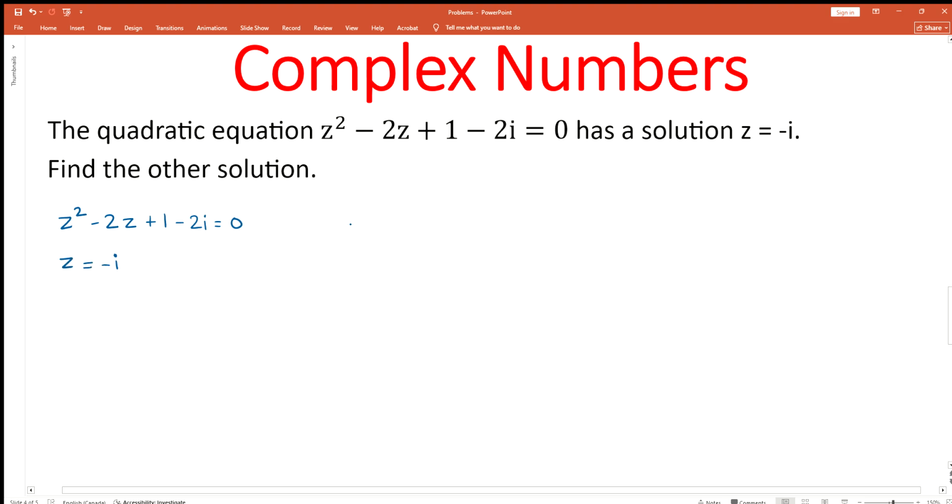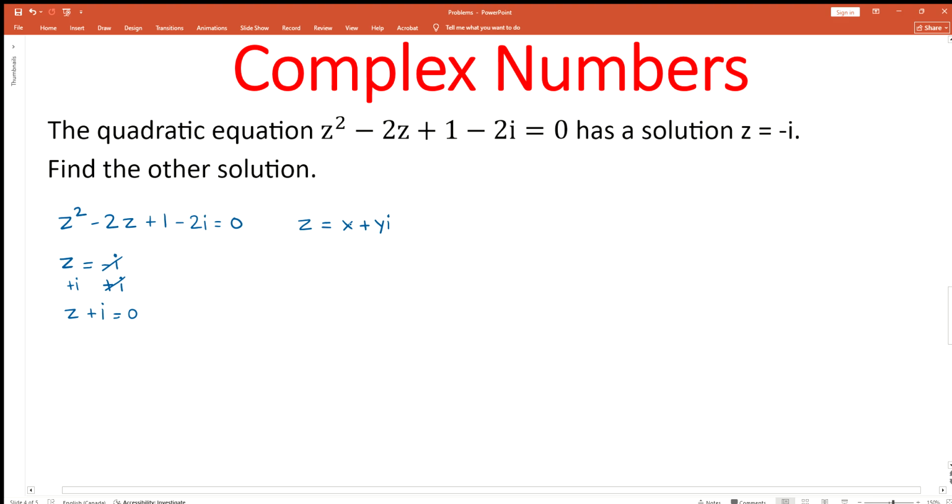We can find a binomial factor for the given equation by moving negative i to the left side of the equation. We should add i to both sides. So one binomial factor of the given equation is z plus i. Let's assume the other solution for the equation is z equals x plus yi, a complex number in standard form. We have to find the values of x and y.